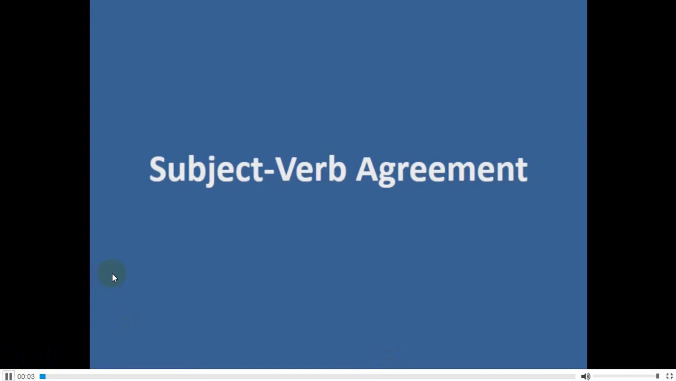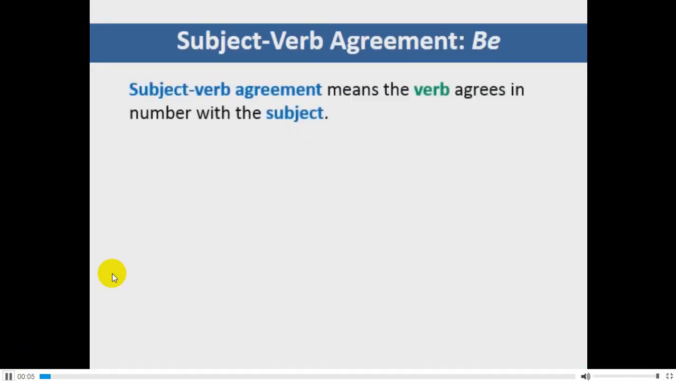Subject-verb agreement. Subject-verb agreement with be. Subject-verb agreement means the verb agrees in number with the subject.